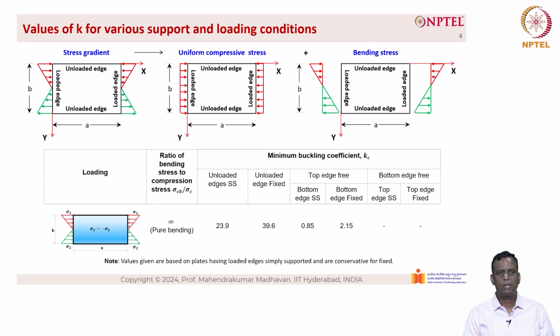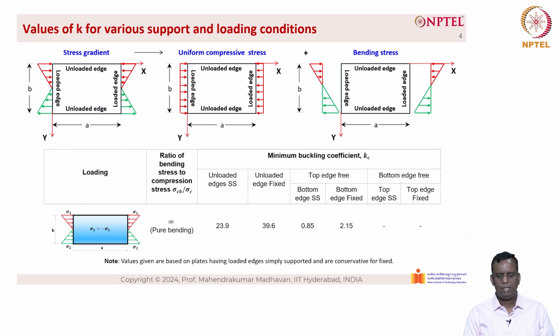When it is subjected to pure bending, the top of the flange plate is subjected to sigma 1, the bottom is subjected to sigma 2, the top is subjected to compression, and the bottom is subjected to tensile forces. As you can see here, the compressive forces are represented by a red color arrow mark and the tensile forces are represented by a green color arrow mark. Since the value of compression is 0, here we have sigma CB divided by 0 becomes infinity. The ratio of bending stress to compression stress is sigma sub CB divided by sigma sub C, and here the compressive stresses are 0, so 1 by 0 becomes infinity. So this leads to a case of pure bending.